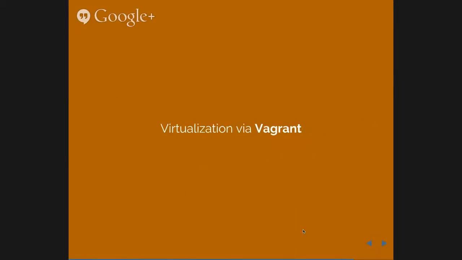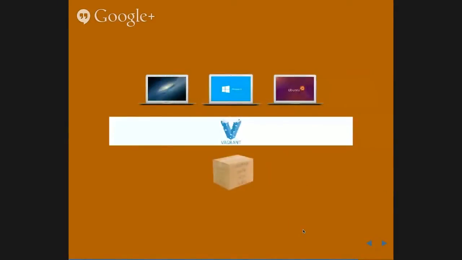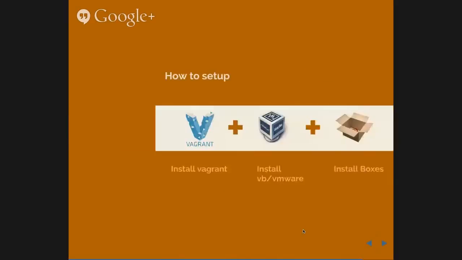The second thing is virtualization using Vagrant. Vagrant helps to package our environment, and we can deploy it on our machines. Suppose in our company we have Mac users, Windows users, and Linux users. Then installing and configuring all these environments is very difficult. So in that case, we can use Vagrant. Vagrant packages our environment, and we can deploy it using the Vagrant app. I will show a demo later.